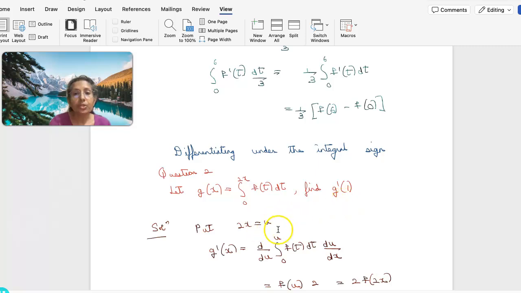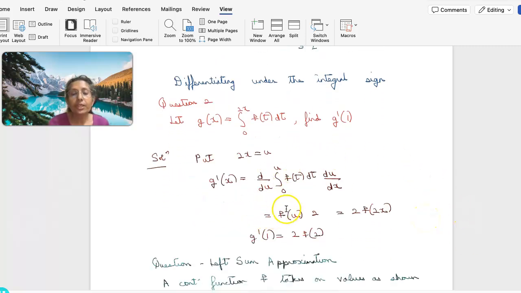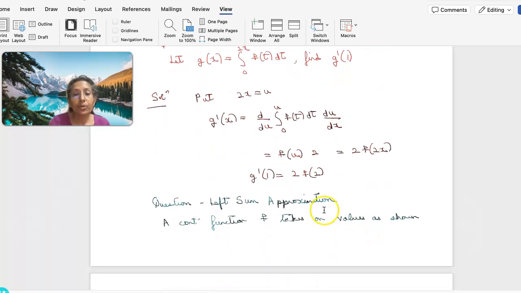So here we make a substitution, we put 2x as u. Now note this step, g' becomes, you are going to use the chain rule. So this becomes d/du of integral 0 to u f(t) dt times du/dx. And what is d/du of integral 0 to u f(t) dt? By the fundamental theorem of calculus, this is f(u), and du/dx becomes 2. So this is 2 times f(2x). So g'(1) is 2 times f(2), because when I put x equal to 1, you get f(2).